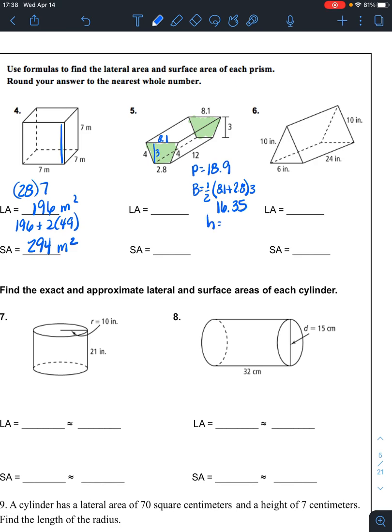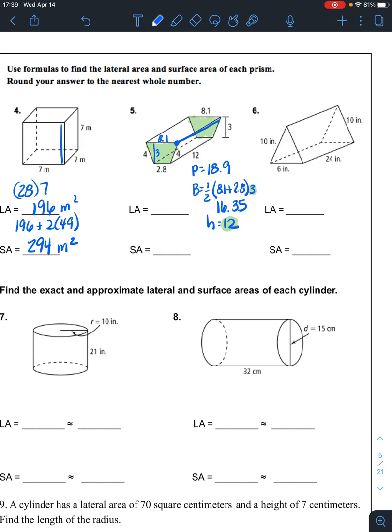And then I need my height. Now, this is the height. This is the distance between the bases, okay, because now I need to go that direction. So that is 12. Okay, you have to be careful here. That height is not this height. The height of the trapezoid is not the height of the shape. Okay, so you have to be careful with that.